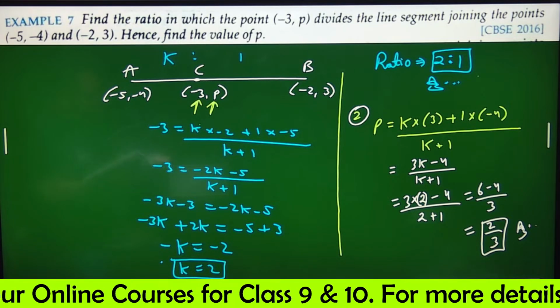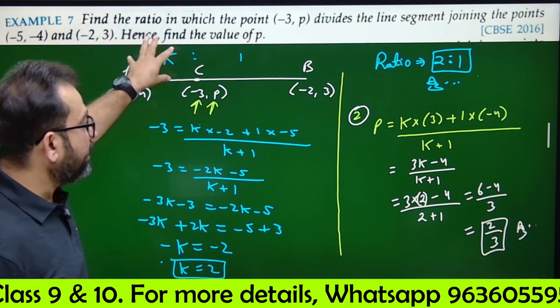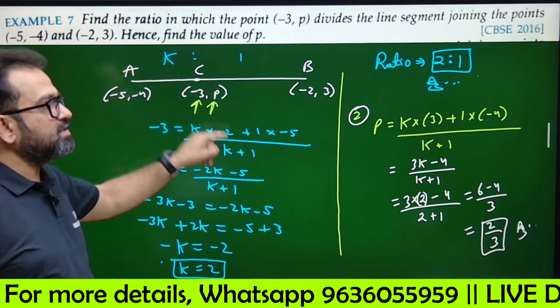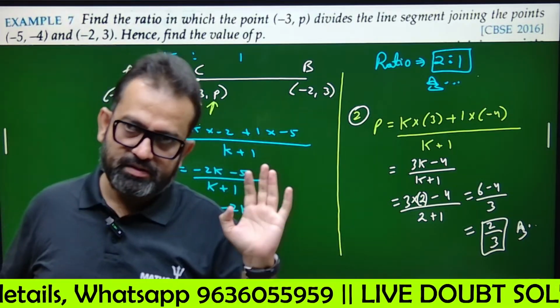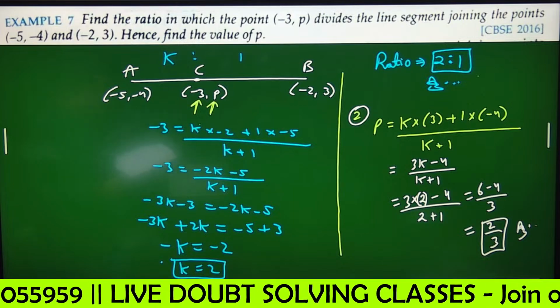Got the point? Now first we have to find the value of k using this minus 3. When you get the value of k, use this value to find p. This question can come for at least 3 to 4 marks. So 3 marks at least. Section C.